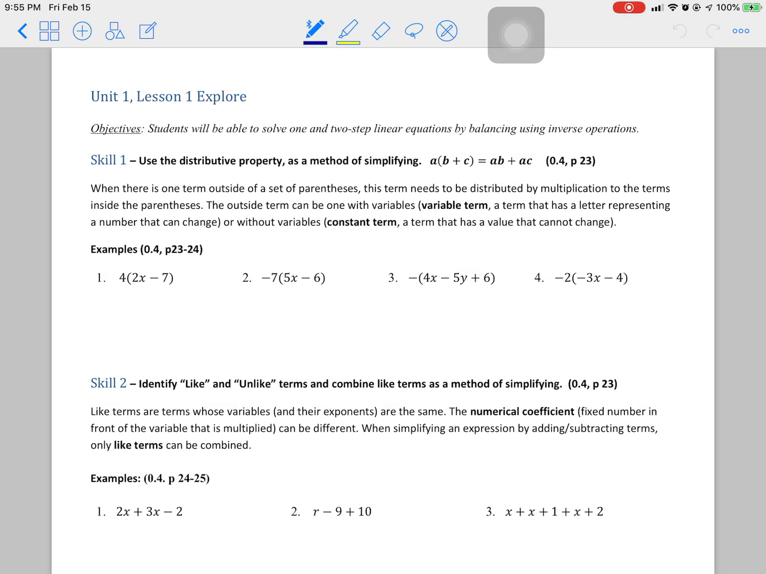All right, so this is Unit 1, Lesson 1, Explore, or page 2. We're supposed to be able to solve 1 and 2 step linear equations by using inverse operations. So we're supposed to be learning how to distribute.